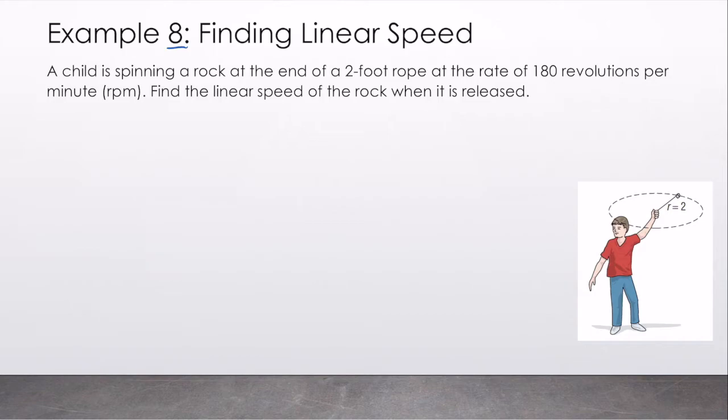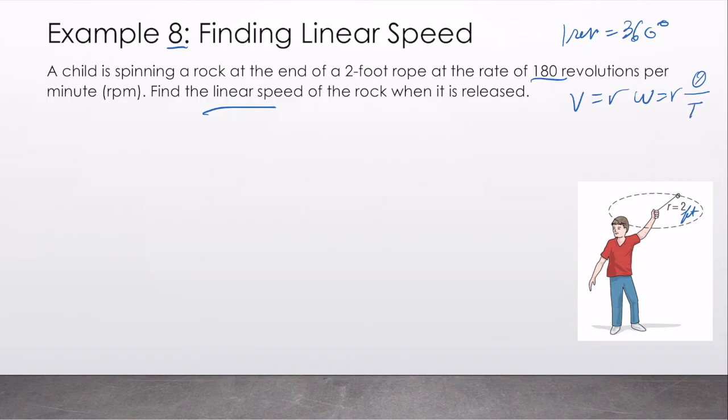A child is spinning a rock, he's having a real David and Goliath moment, at the end of a 2-foot rope at a rate of 180 revolutions per minute. I feel like that's really fast. Remember that one revolution is 360 degrees. And I want to find the linear speed of the rock when it's released. Well, remember that v, our linear speed, is r omega, which is r theta over time.